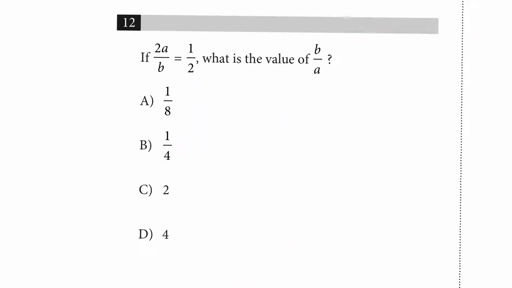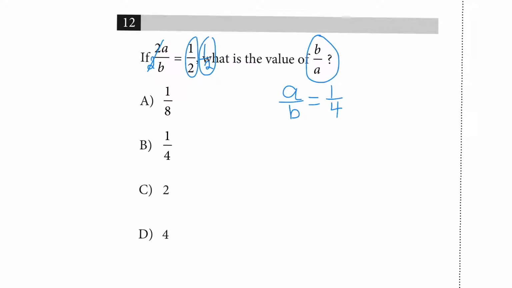Okay, problem number 12, we have if 2a over b is equal to 1/2, what is the value of b over a? So we're trying to find the value of b over a. Well, we could find a over b by dividing both sides by 2. And divide this by 2, which means you multiply by 1/2. So these will cancel out. So I now know that a over b is equal to 1/2 times 1/2, which is 1/4.